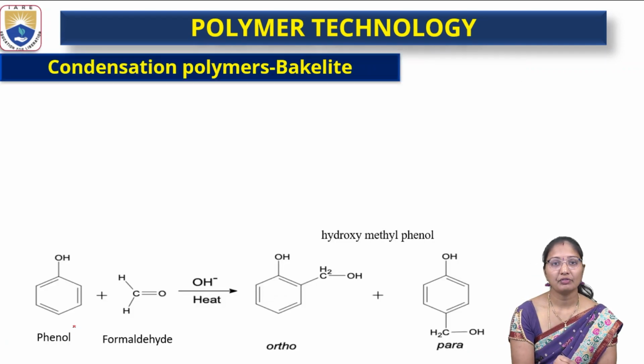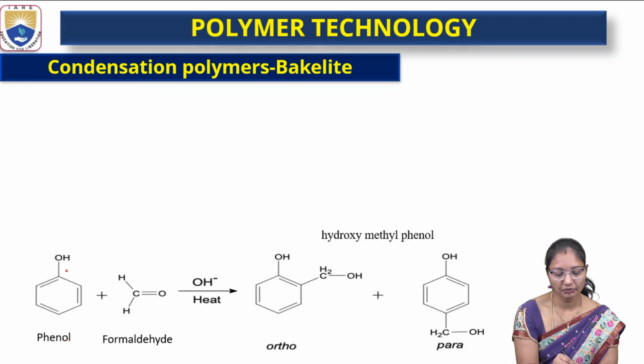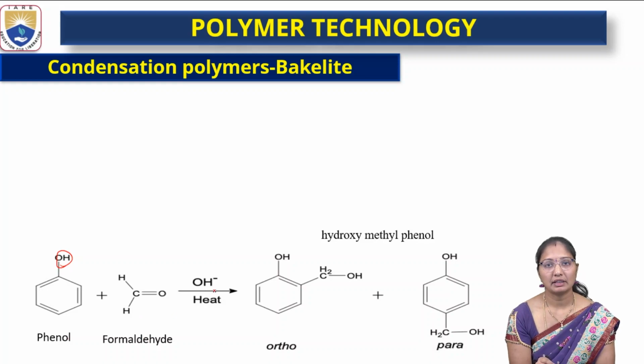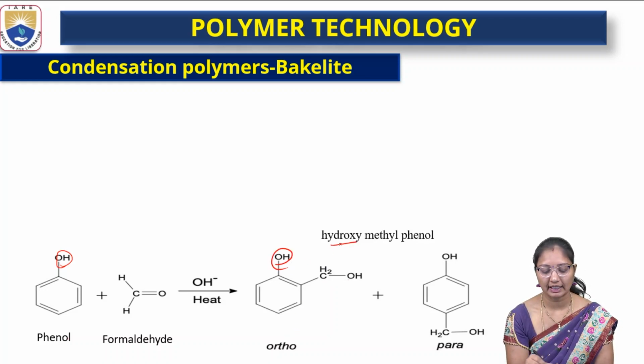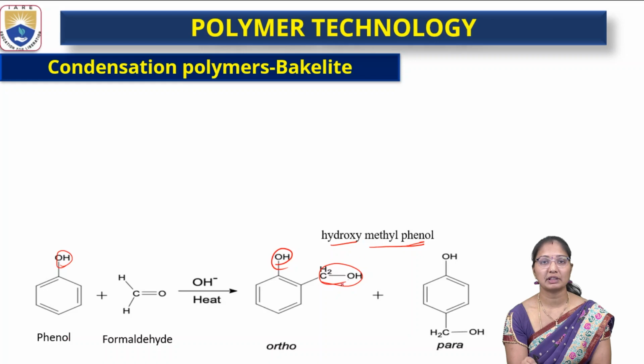Here is the reaction: phenol plus formaldehyde. Phenol has a hydroxyl group, and with formaldehyde it releases OH minus ions and gives CH2OH. This is ortho-hydroxymethylphenol, because it contains the OH group and a hydroxymethyl group. This is the phenol which contains the hydroxymethyl group, CH2OH.